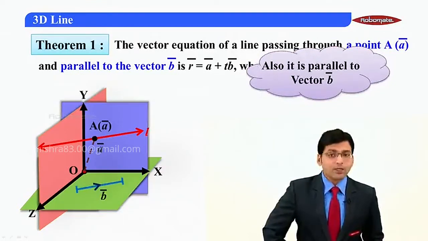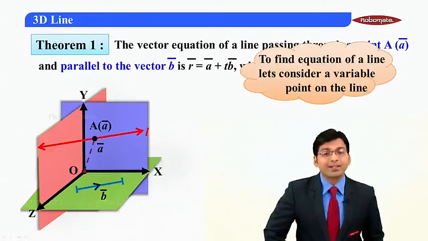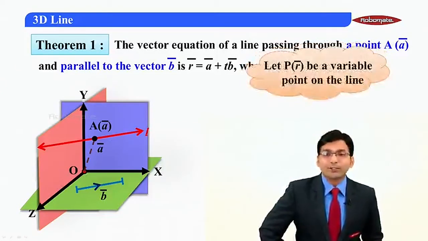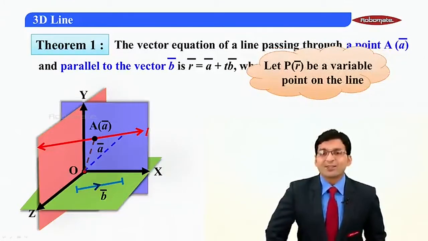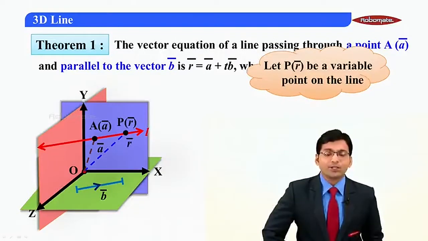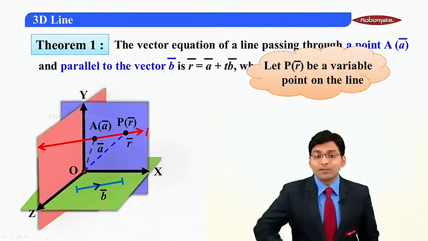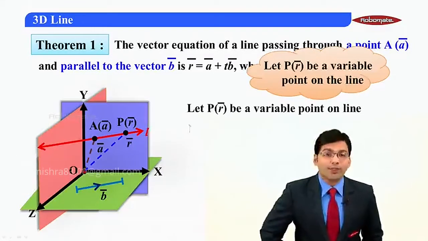Now that we have this data, to find the equation of the line, let's consider a variable point on the line. Let P, with position vector R bar, be a variable point on this line. So there comes P having position vector R bar. Now that we have this diagram ready, we can say let P, R bar, be a variable point on the line.